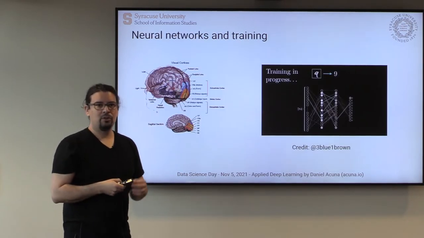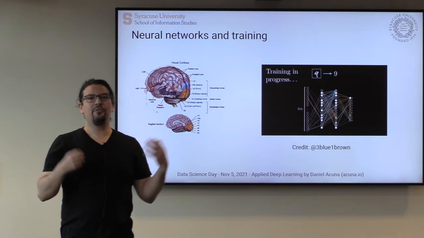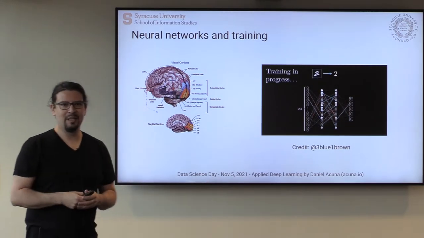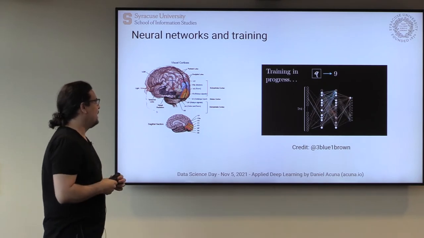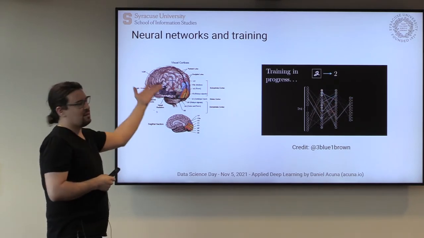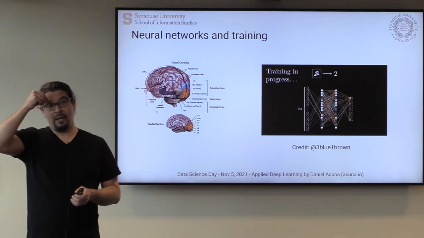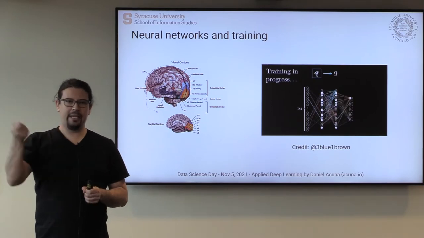Next slide, please. So here I'm showing you an artificial neural network. I'm taking this from 3Blue1Brown, a great YouTube channel. And this is a classic example of how a neural network learns to detect digits.